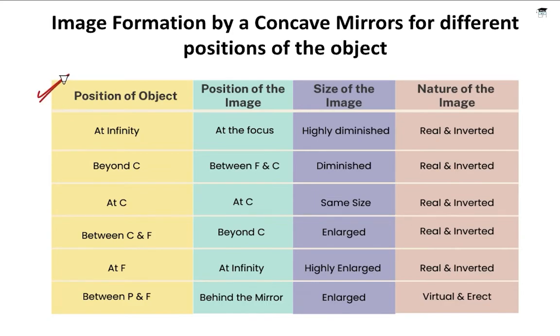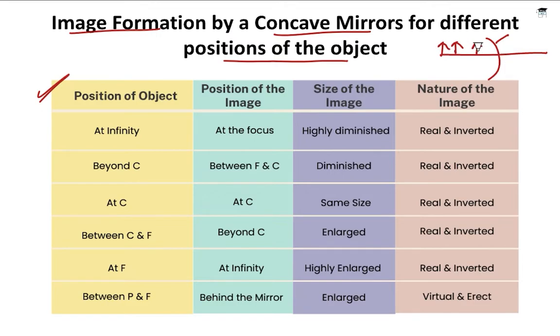Stop the video and you can take a screenshot of it, as this information is really important, as questions are asked from this particular table in exams, mostly in the form of MCQs. So what this table says is that we have taken the image formation by concave mirrors for different positions of the object. That means we have taken a concave mirror, suppose this is a mirror, and we are keeping the object at different positions in front of the mirror.